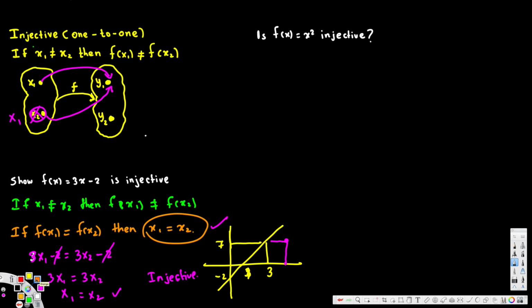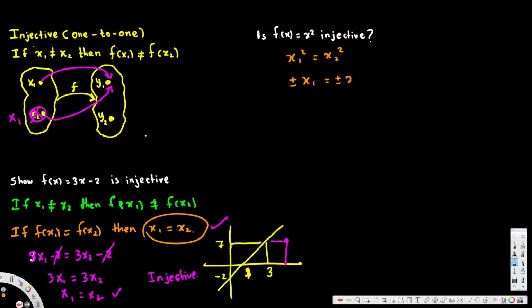Now let's look at the second example. This question is asking, is f of x equal to x squared injective? We are going to do the same thing and prove the contrapositive. If we can prove the claim that x1 is equal to x2, then this is injective, otherwise it's not injective. Now let's equate the functions: x1 squared is equal to x2 squared. If you take the square root of both sides, that's going to be plus or minus x1 is equal to plus or minus x2.